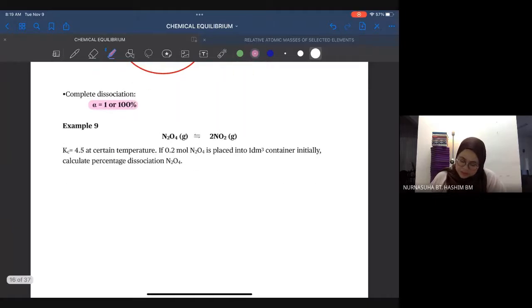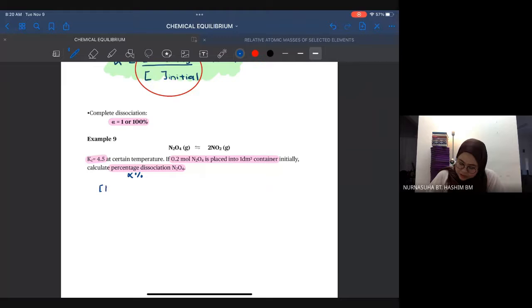Okay, let's do example 6. The question are given to you. The Kc is 4.5 at certain temperature. If 0.2 mole of N2O4 is placed into 1 dm cube container initially, calculate percentage of dissociation of N2O4. Okay, maksudnya kalau percentage dalam bentuk persen lah. Okay, alpha. So, kita cari dulu initial concentration. Initial concentration of N2O4. Masa awak buat tu, label siap-siap initial ke change ke equilibrium, supaya awak pun tak confuse nanti nilai yang awak kira tu apa.